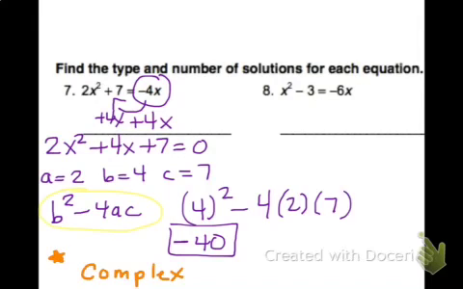We're talking about the i's. Okay? It'll be complex, and there will be two solutions. Okay, so you have two complex solutions. So that's how you answer that section.